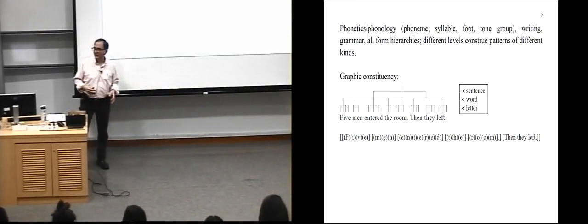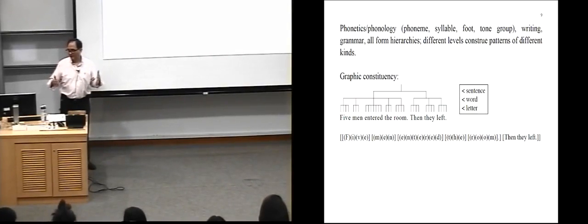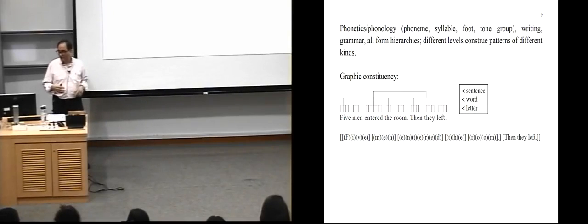In this case, if we have phonetics or phonology, where we're breaking the system down, we can do it from the different levels of sound. The smallest and least significant in language is what we call the phoneme. Then it goes to the syllable, then the foot, then the tone group. In writing, we can do it too.